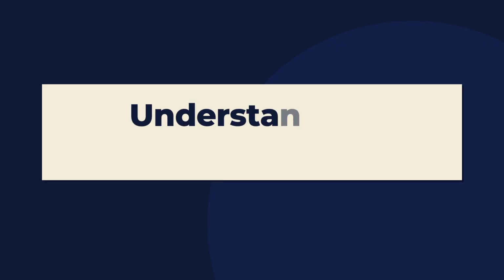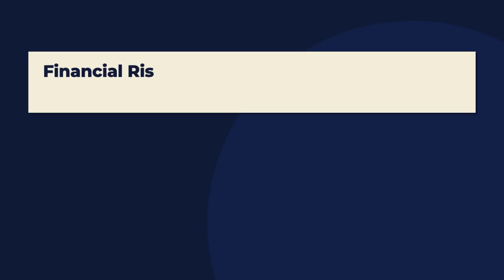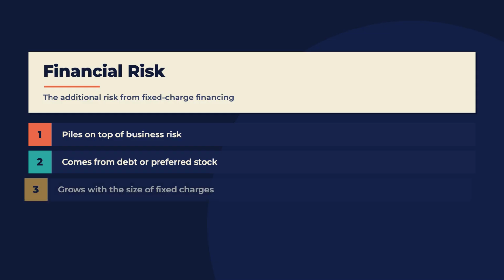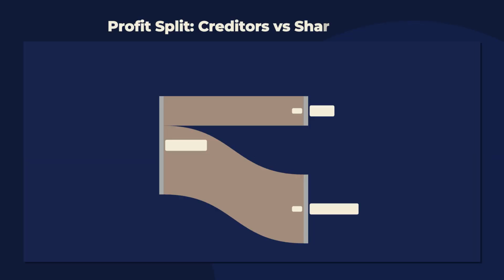choosing to borrow. Let's look at financial risk from the seat of a common shareholder, watching what happens to profit once a firm takes on debt. Financial risk is the additional risk placed on common shareholders because the firm finances part of its assets with debt or preferred stock. It doesn't replace business risk, it piles on top of it, and it grows with every fixed charge the firm adds. The mechanism is concentration.